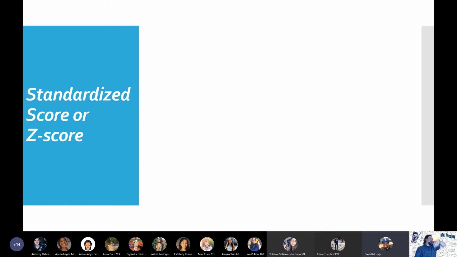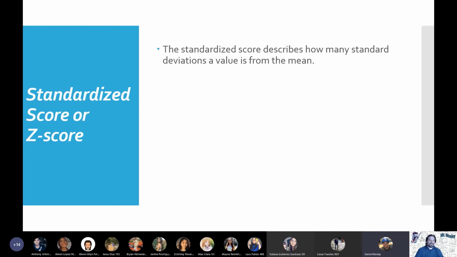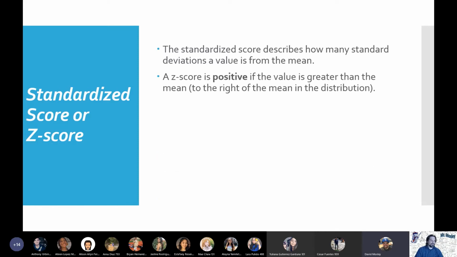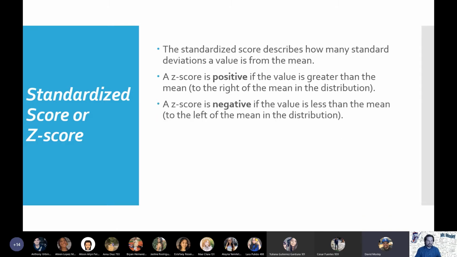All right, standardized score or z-score was also introduced in our last week. A standardized score describes how many standard deviations a value is from the mean. It's a way to reorganize our data based on the distance from the mean. A z-score is positive if the value is greater than the mean, or if it's to the right of the mean in the distribution. A z-score is negative if the value is less than the mean, to the left of the mean in the distribution.